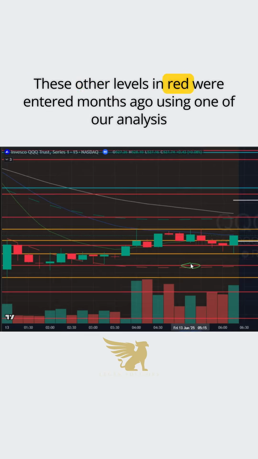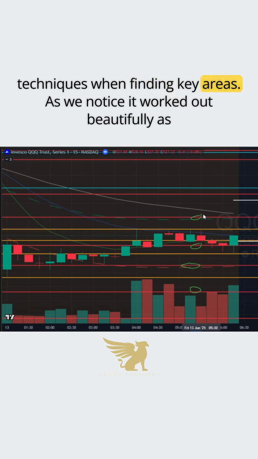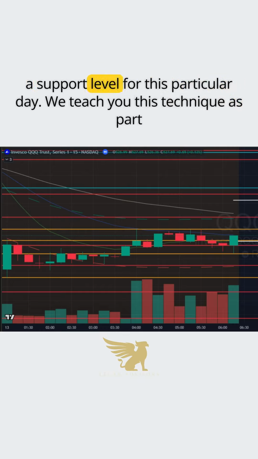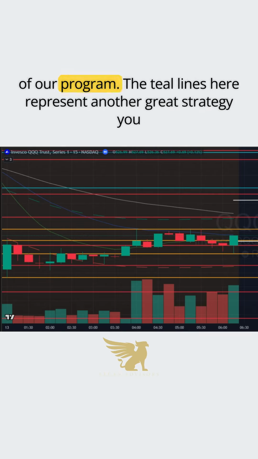These other levels in red were entered months ago using one of our analysis techniques when finding key areas. As we notice, it worked out beautifully as a support level for this particular day. We teach you this technique as part of our program.